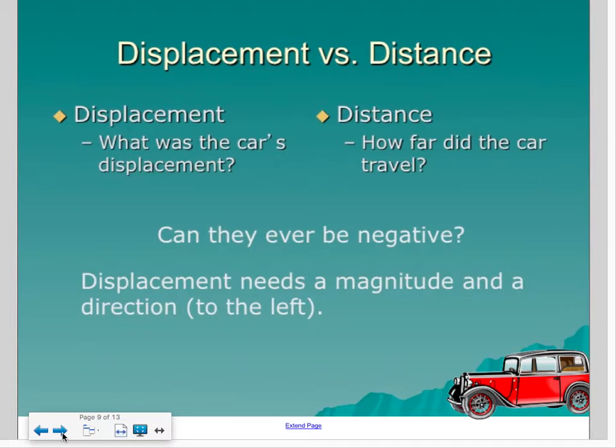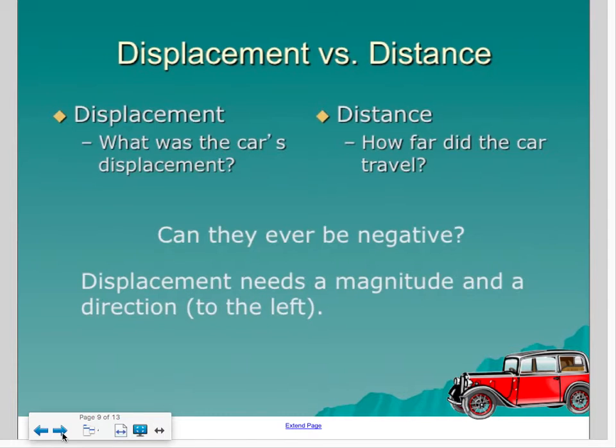So the difference between distance and displacement: a lot of times if I'm asking you for a displacement, I will use the word displacement. There's really no other way to look at it, unless I said, how far are you traveling and in what direction? That would be another way I could ask for displacement, because then I'm asking for your magnitude and your direction. When I'm asking for distance, I'll more or less just say how far did the car travel, or I might say what is the magnitude of the displacement.